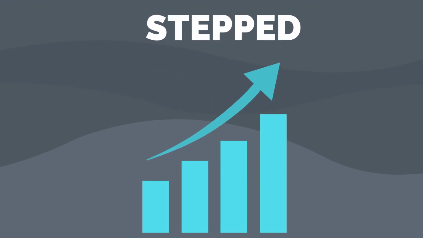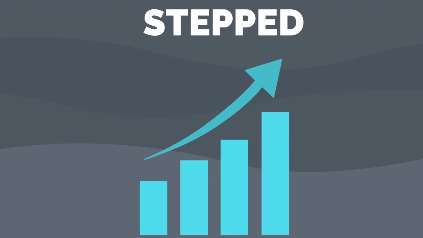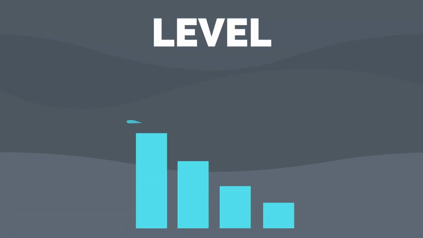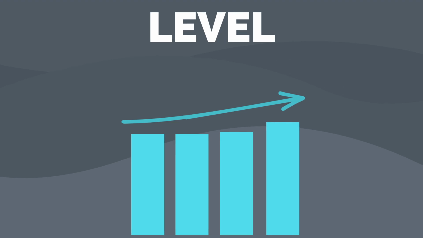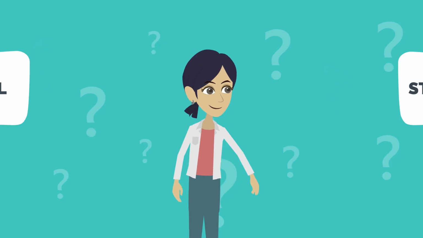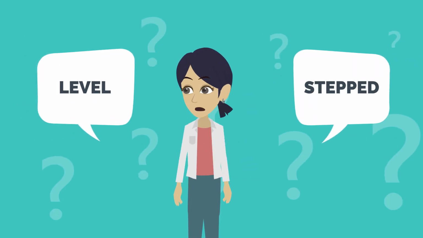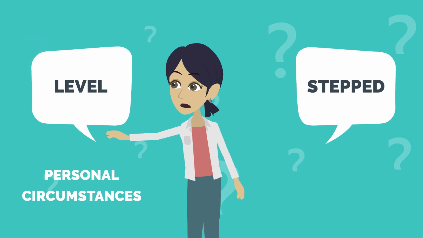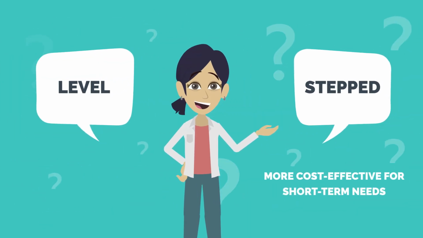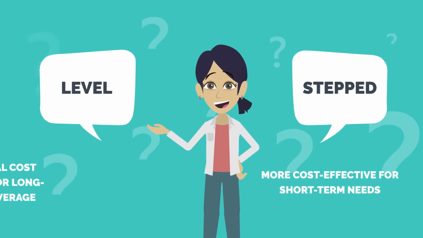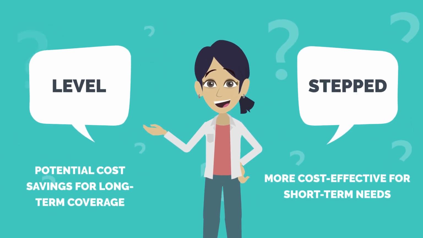Stepped premiums start lower but increase with age, reflecting the rising risks to the insurer. Level premiums start higher but remain relatively stable over time, increasing only with inflation or changes to the insurer's rates. The choice between a stepped and a level premium depends on your personal circumstances and how long you expect to need coverage. Stepped premiums may be more cost-effective for short-term needs, while level premiums can be beneficial for long-term coverage.